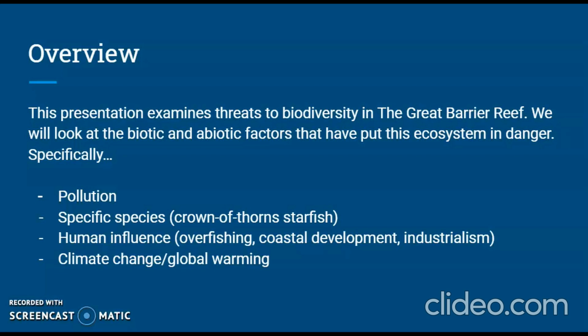The next part we will be discussing is about the particular species residing in this ecosystem, specifically the crown-of-thorns starfish. This segment will describe not only the animal and its habitat, but also its harmful effects on its surroundings. Similar to the pollution discussion, this segment will also include what is currently being done about this species.